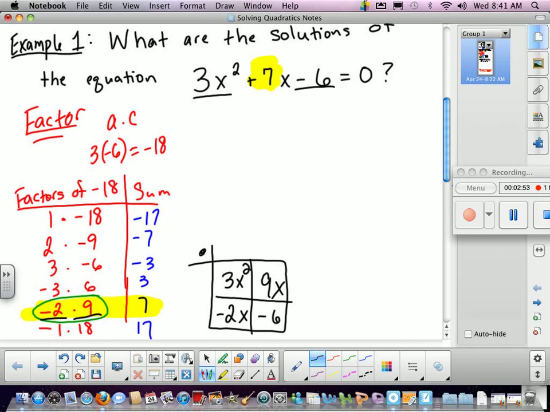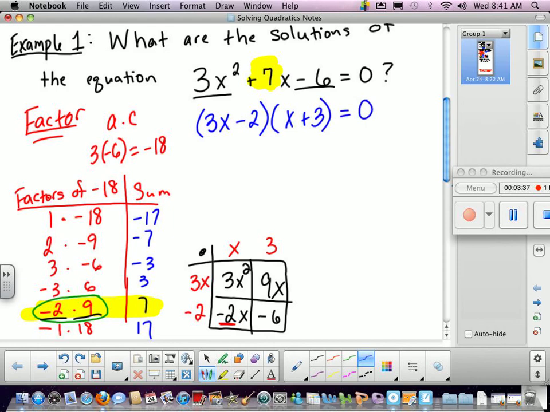Then we're going to factor out the GCF of each row and each column. For 3x squared and 9x, it would be 3x. For negative 2x and negative 6, it would be negative 2, because the leading number is negative, so we factor out a negative. Looking at the columns, 3x squared and negative 2x give an x, and on the right-hand side, 9x and negative 6 give a 3. So the factored form is 3x minus 2 times x plus 3, set equal to 0.